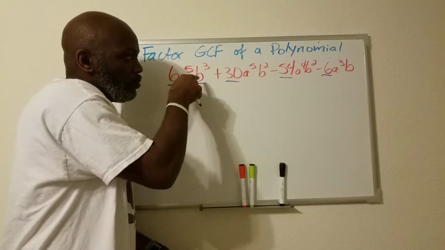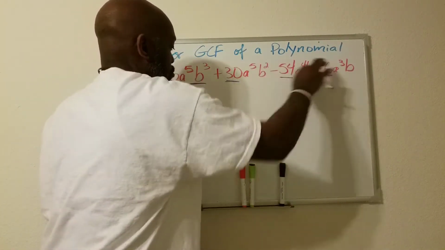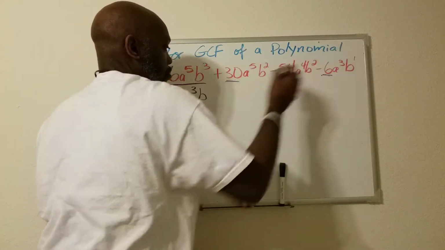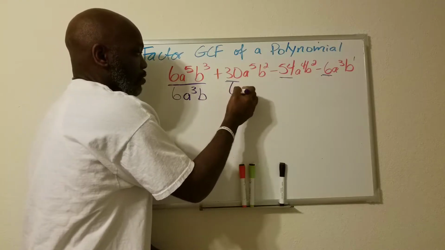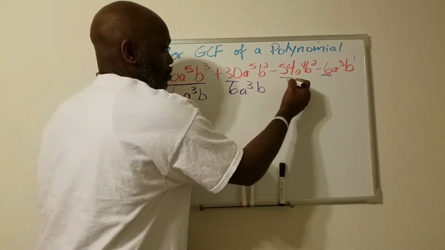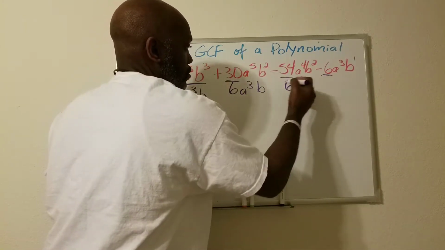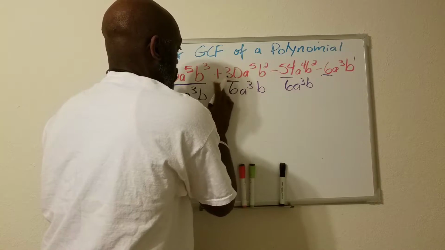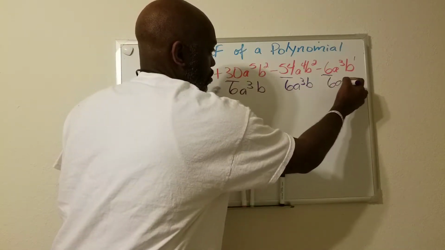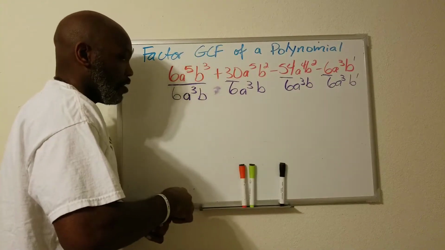Then we'll look at the letter b. Now, b to the 3rd, b to the 2nd, b to the 2nd, and just b. As you can see, b to the 1st is the smallest. So we have found our greatest common factor for this polynomial. Okay, and this plus doesn't really matter just yet. All right, so that's our greatest common factor.